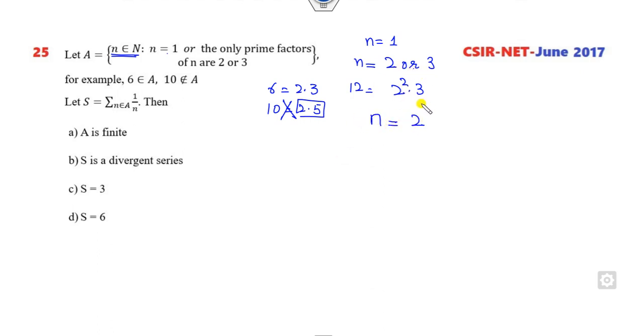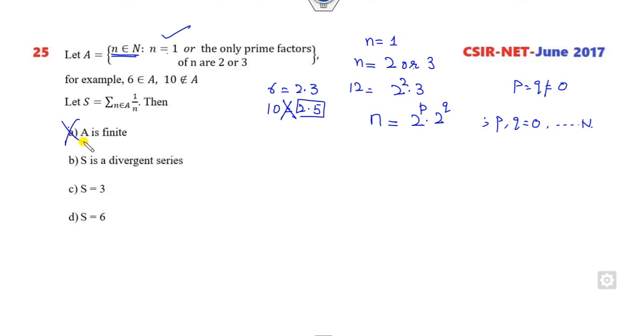So it is 2 raised to power p, 2 raised to power q. Because if p and q are 0, then 1 is satisfied. And if p and q are non-zero, then it is of any form. So what is the minimum value of p and q? 0. The highest value will be from the natural numbers.